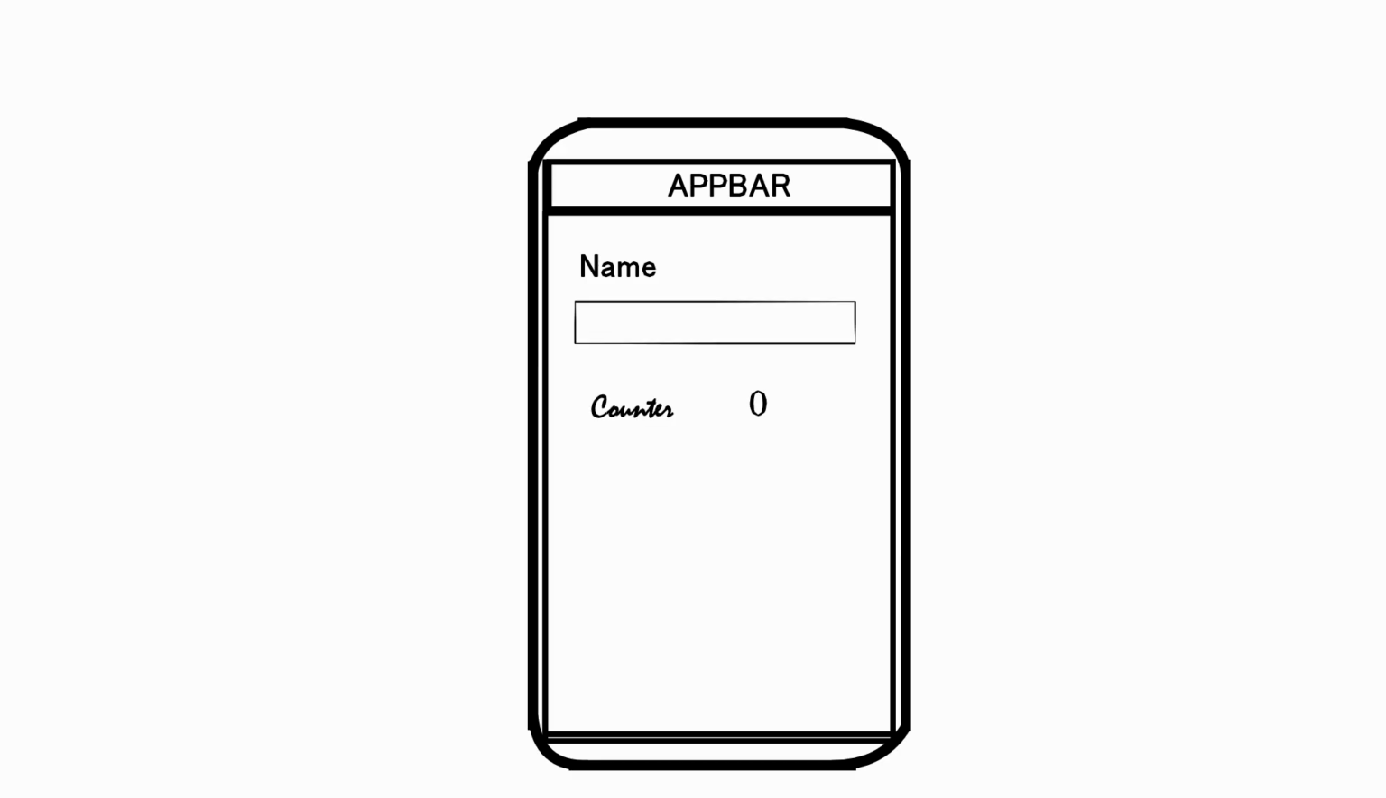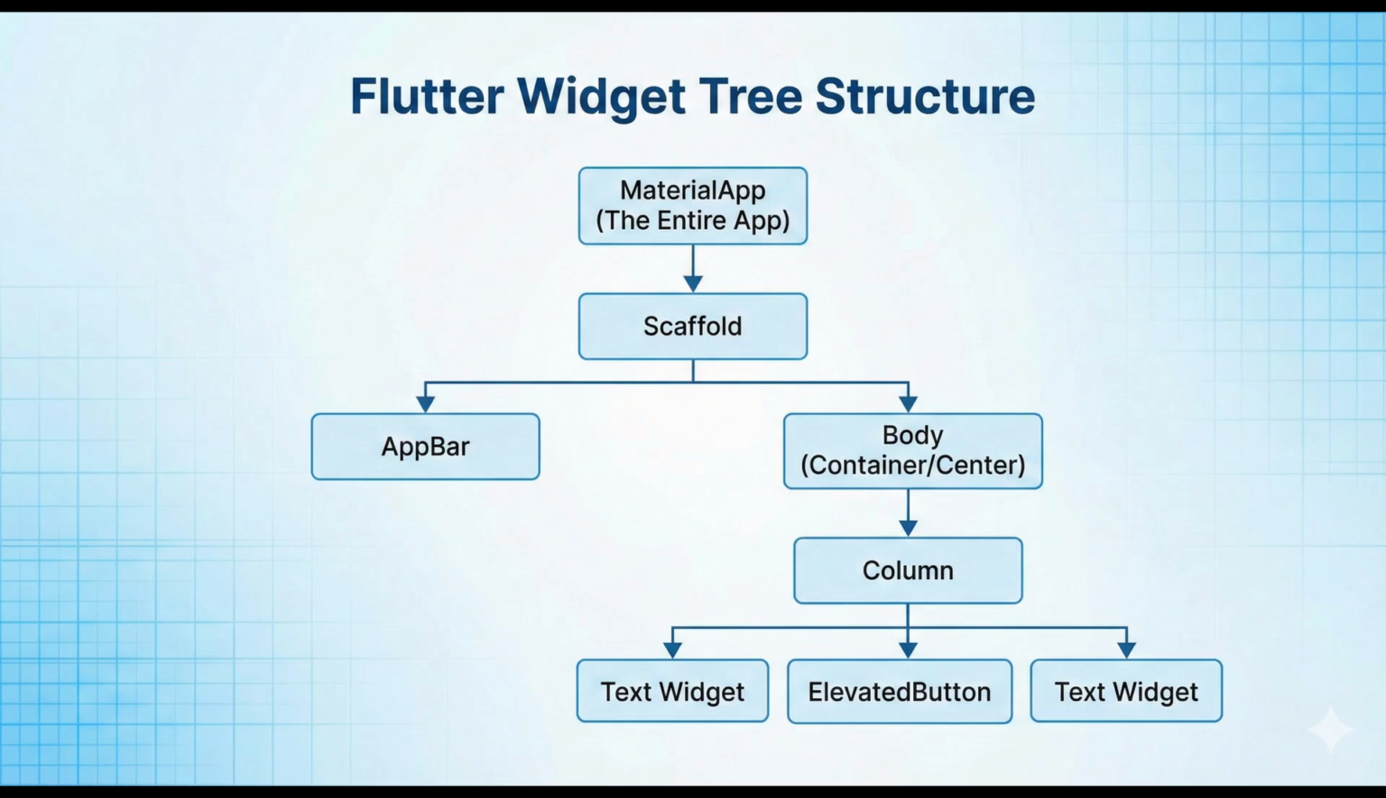For example, the entire app is a widget. Inside that, there's a scaffold widget. Inside the scaffold, you have the app bar and the body. Inside the body, you might have a column with text and buttons. Together, these form a tree structure. Flutter rebuilds only the parts of this tree that need updating whenever something changes.